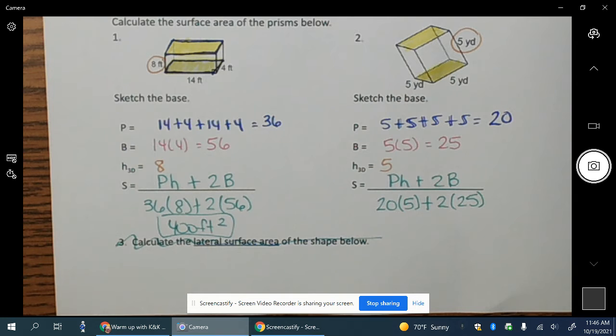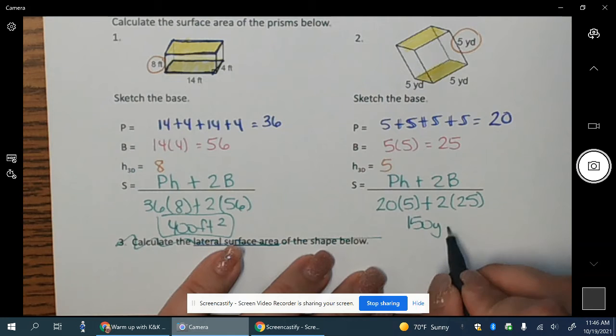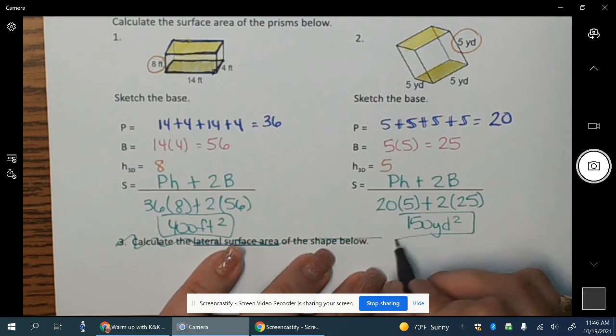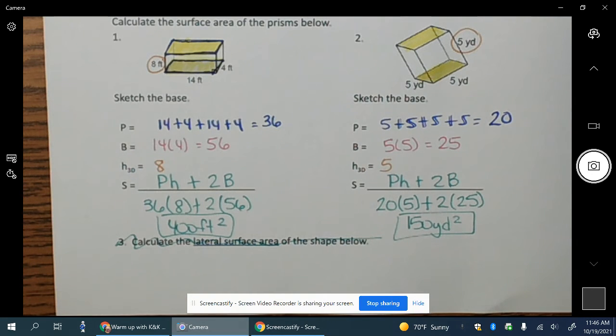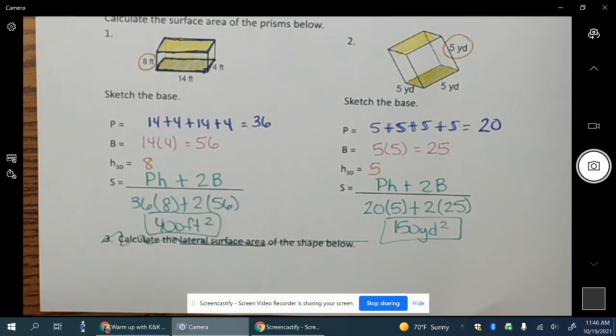So when you do the base, just do base times height. 150 yards squared. So again, if you got it wrong, go back and look. This is how you figure out mistakes with your calculator. The more you use it, the better. Just because someone says the answer, don't stop. Keep going.